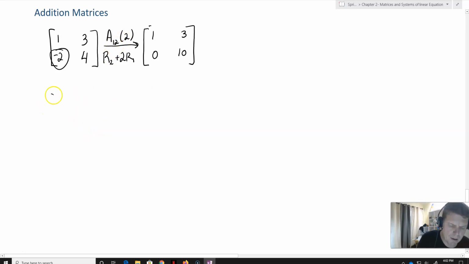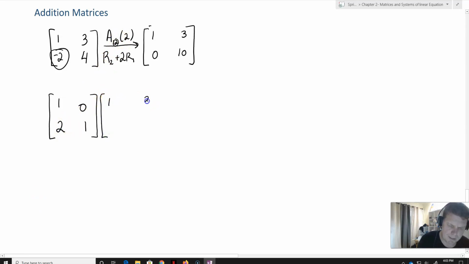So my elementary matrix is going to look like this. It's going to have a 1 and a 1 on the diagonal, so it's going to be the identity matrix. And then the row that I'm actually changing, I'm going to put the scalar that I'm changing it by. So 1, 0, 2, 1 is going to be my elementary row matrix in this case, because I am changing the second row by multiplying row 1 by 2.